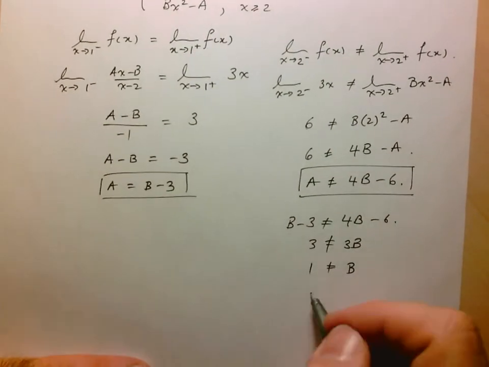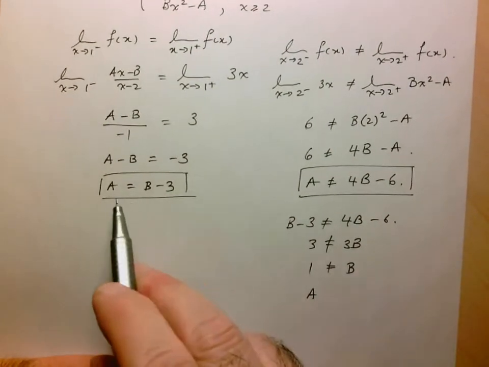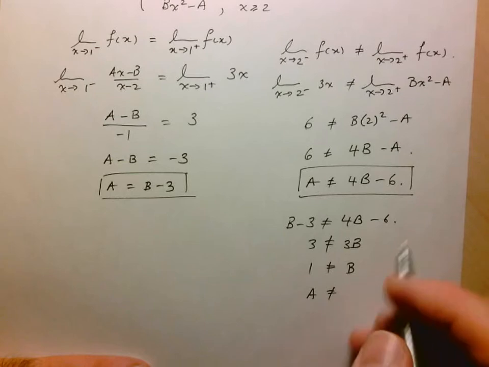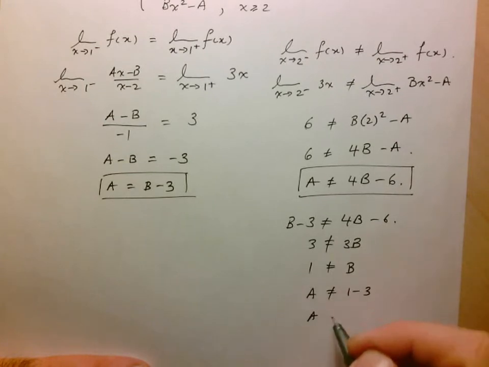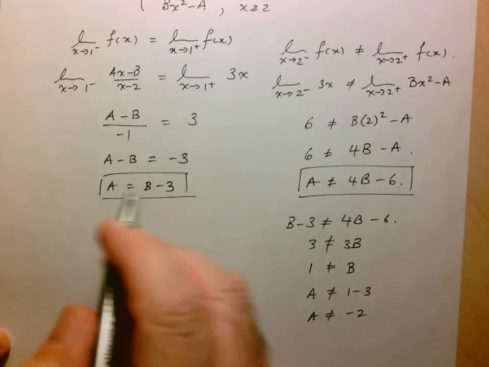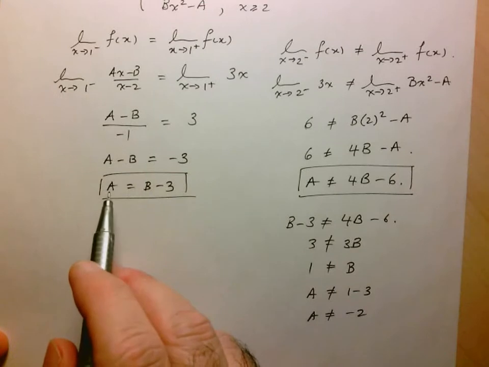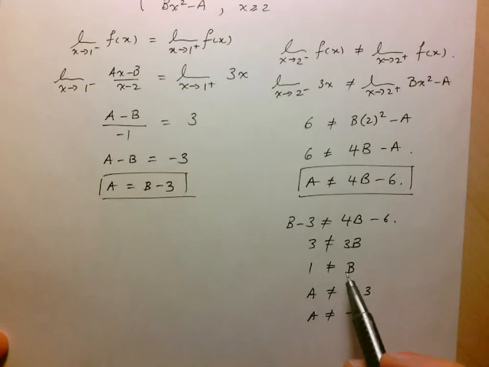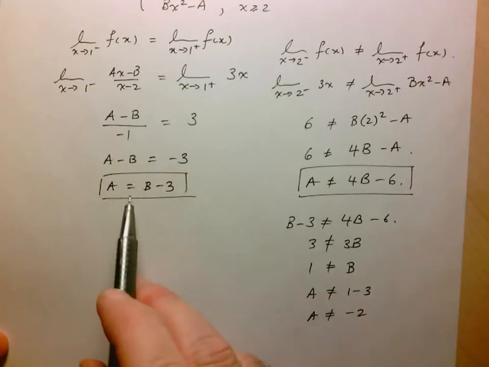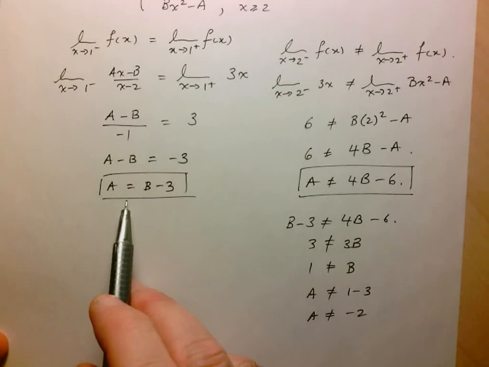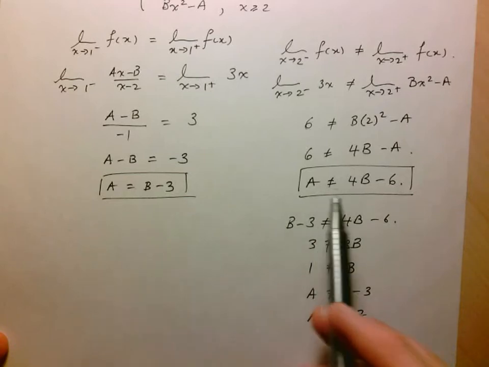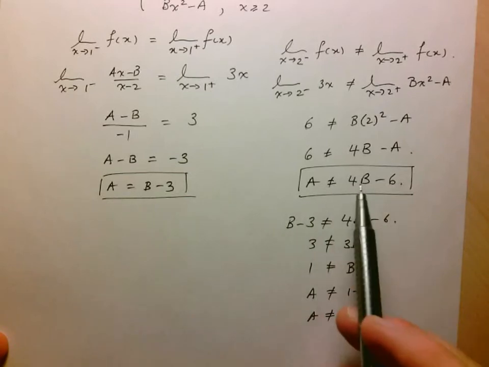And that means a, based on the fact that a is always equal to b minus 3, can't be equal to 1 minus 3, which is telling us that a can't be equal to negative 2. So this condition must be met. However, we can't use the values 1 and negative 2, which would satisfy this expression, but then would contravene this necessity here, which is that a cannot be equal to this expression.